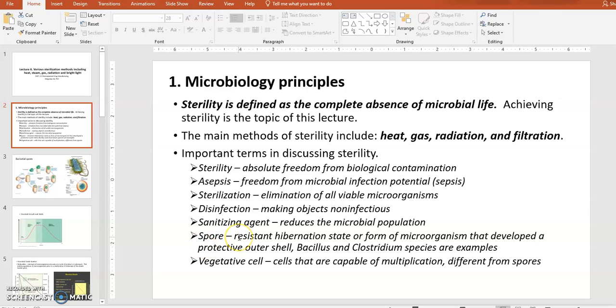Spores are a resistant form of microorganism. They are a hibernating form. They can stay around for a long time in a very resistant form, and then they can come back to life when the condition is good. They're resistant because they have a very protective outer shell. Bacillus or Clostridium species are a good example. And vegetative cells are growing cells, cells that are capable of multiplying. They can grow. Vegetative cells can become spore forms when the conditions are not good.